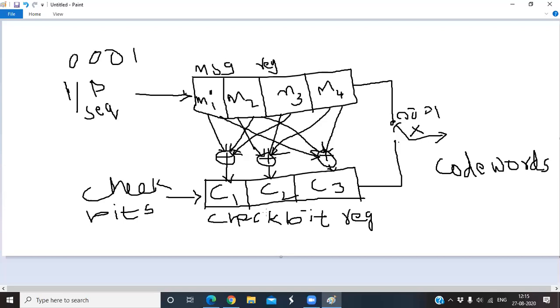Don't write this 0, 0, 0, 1. It is just written there for example. Clear about this? Finally, this is the encoder diagram. First, I want to transfer the message bits. Next, I want to transfer the check bits. Now you can write the code words directly. I think we already have the code words table. Once open that.